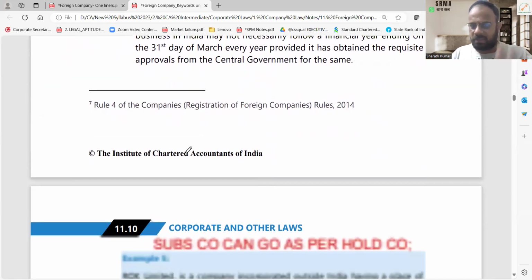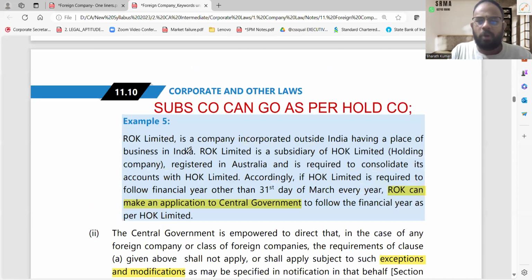This is the story which they have already told. See here, one example they have given. ROK Limited is a company incorporated outside India, having a place of business in India. ROK is a subsidiary of HOK. HOK Limited, the holding company registered in Australia, is required to consolidate accounts with HOK. So ROK also is a company outside India, and that's a subsidiary incorporated outside India, in Australia.